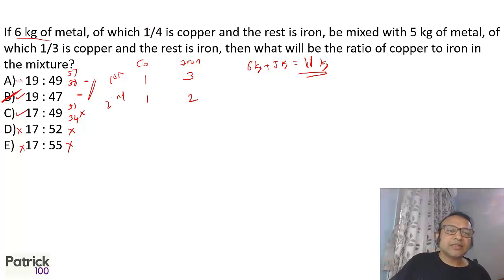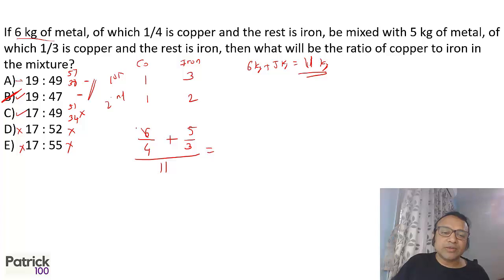The normal way of solving it is to find the amount of copper. In the first case, how much is the copper? 1/4 of the total 6. In the second, the copper is 1/3 of 5. So the total copper is 6 upon 4 plus 5 upon 3. This much copper is in how many kgs? A total of 11 kg when you mix.